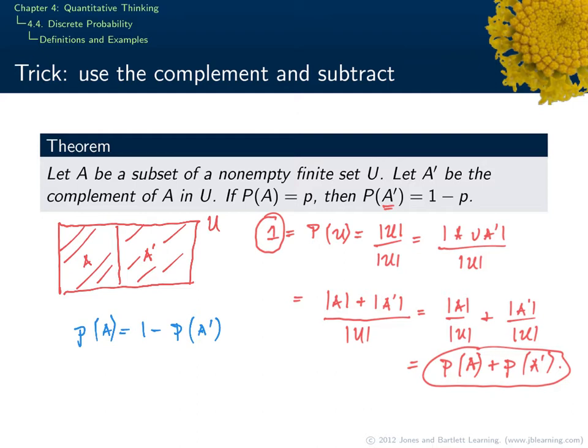Okay, now you might be wondering why this would be useful. Well, sometimes it's easier to compute the probability of A complement than it is the probability of A. So if you're seeking the probability of A, and it's easier to compute the probability of A complement, then this formula could be useful.